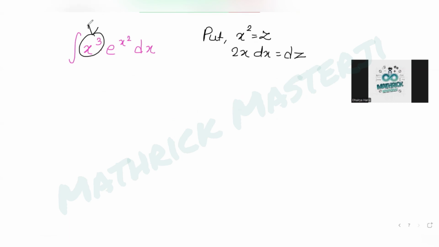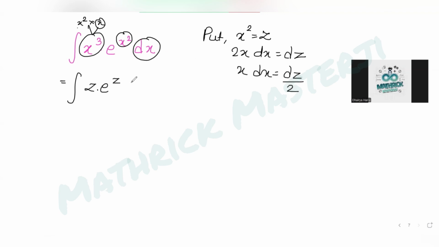x cubed, I split it as x squared into x. So x squared stays as it is, and my integral becomes x squared, which I'm writing as z. This becomes e raised to z, and this x and dx together become dz over 2. So I get dz over 2.